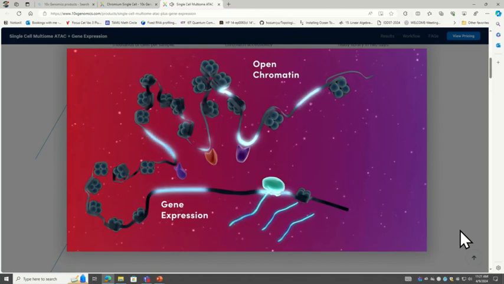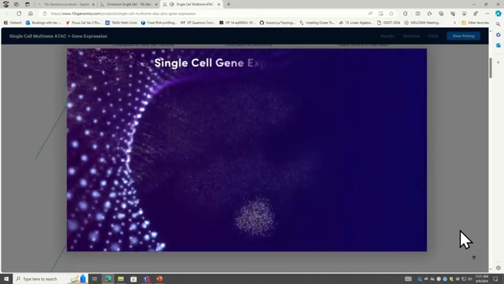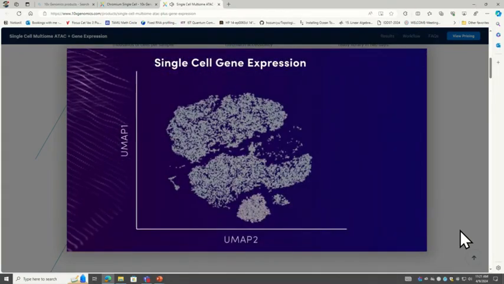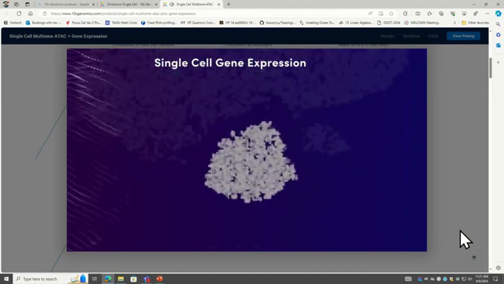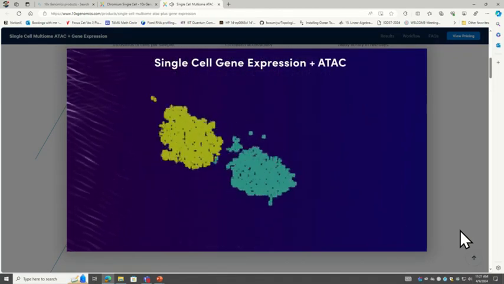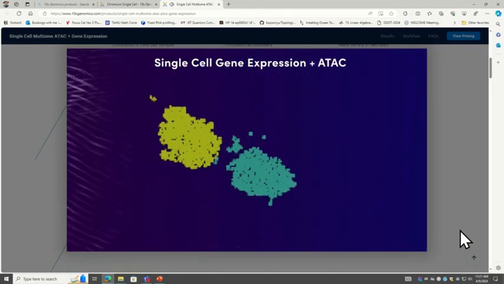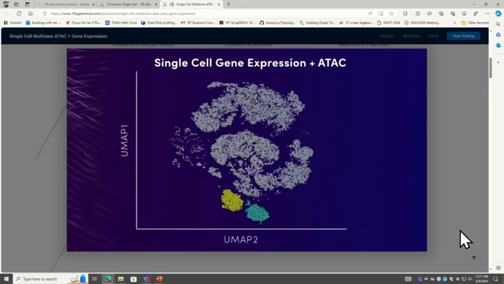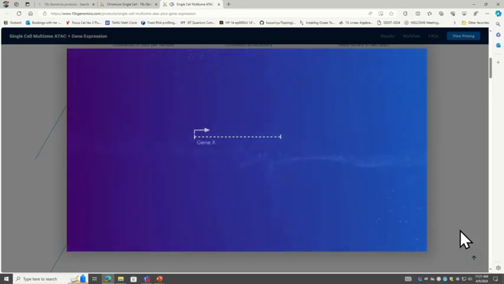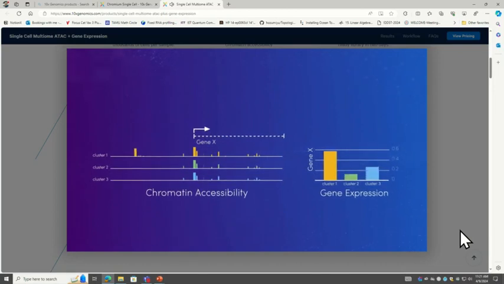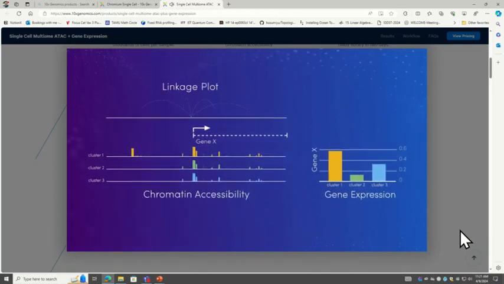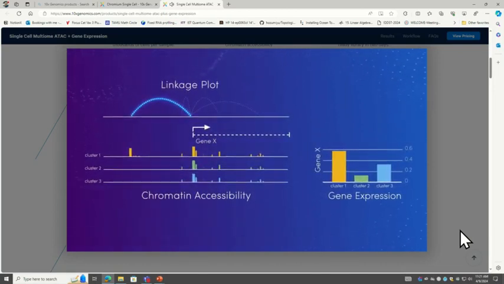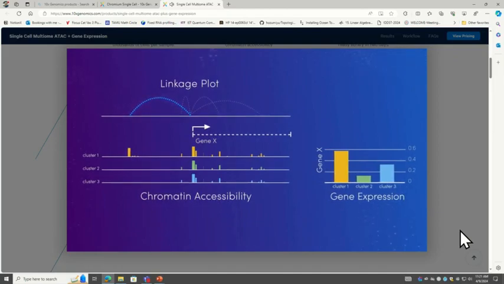Open chromatin regions are key to regulating gene expression. Identify cells with similar gene expression profiles and layer on chromatin landscapes. Better resolve cell states using this combination of modalities. Link gene expression to accessible chromatin regions to understand how genes are regulated and cell types and identities are established.